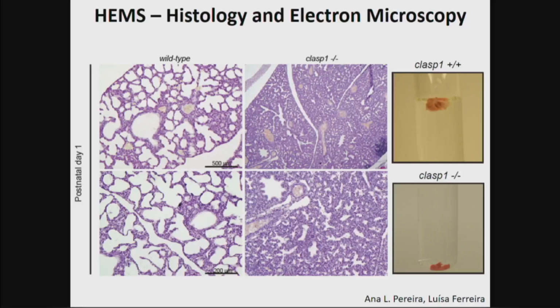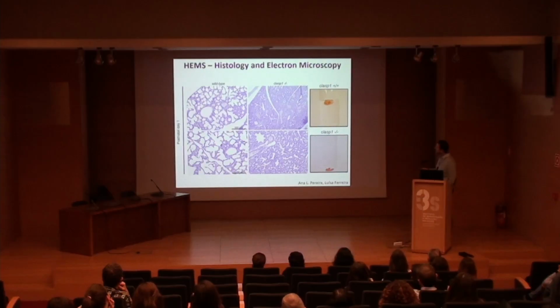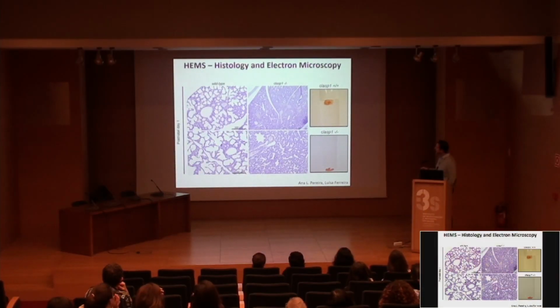Then we also highlight some of the contributions of the histology and electron microscopy facility, again looking at the physiology of the depletion of these proteins. So these are actually lung sections of wild-type mice. These are alveoli. You can see that these spaces mean that they're actually full of air. So these lungs are fully functional.